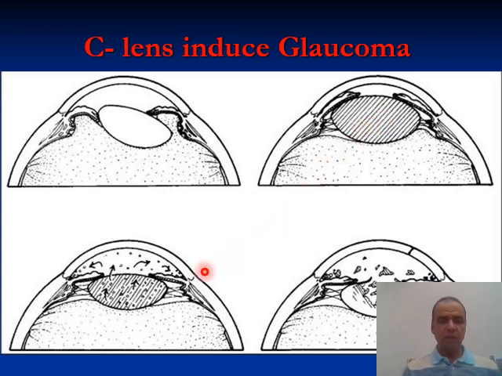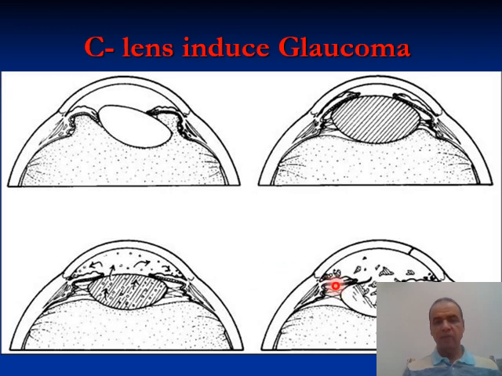The other mechanism: when there is a hypermature cataract and abnormal permeability of the anterior capsule to lens particles, these lens particles are released inside the anterior chamber and precipitate at the trabecular meshwork, leading to rising of intraocular pressure in phacolytic glaucoma.